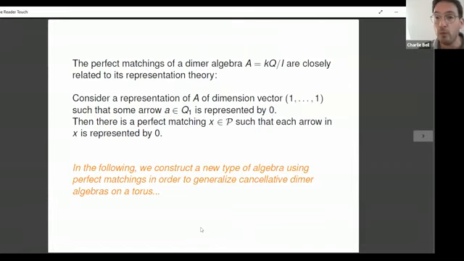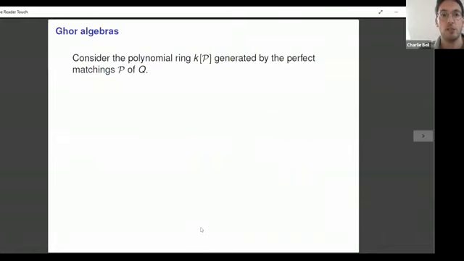So in the following, we'll construct a new type of algebra using perfect matchings in order to generalize cancellative dimer algebras on a torus, the higher genus surfaces for the non-cancellative case. So these new algebras, we'll call them core algebras, and consider a polynomial ring generated by the perfect matchings P of Q. So you have a variable in your polynomial ring for each perfect matching.